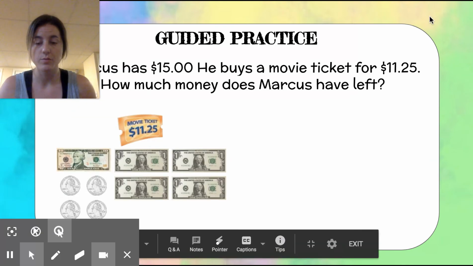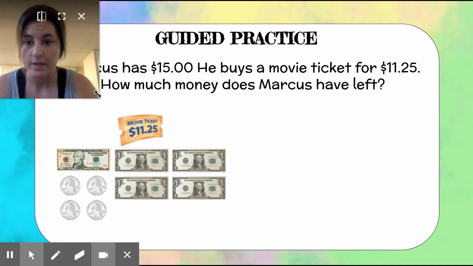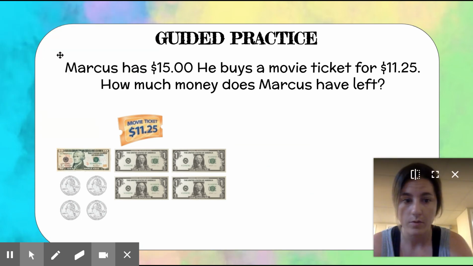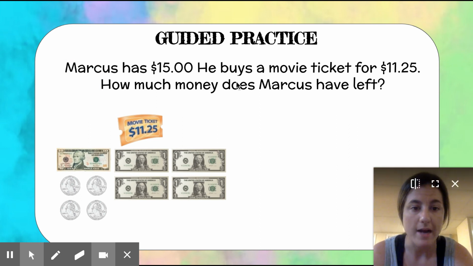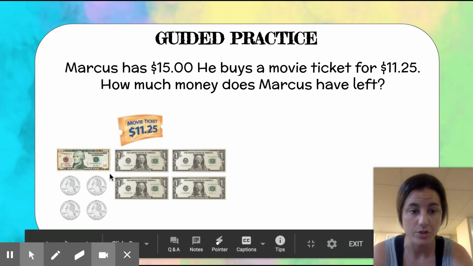Okay, now for some word problems. Sorry, I have to keep moving myself. Put myself down here. Marcus has $15. He buys a movie ticket for $11.25. How much money does Marcus have left? So he has $15. He buys a movie ticket for $11.25.